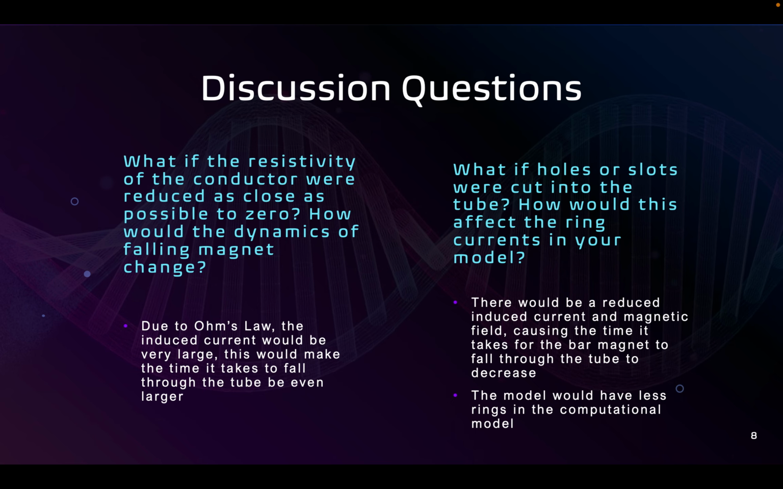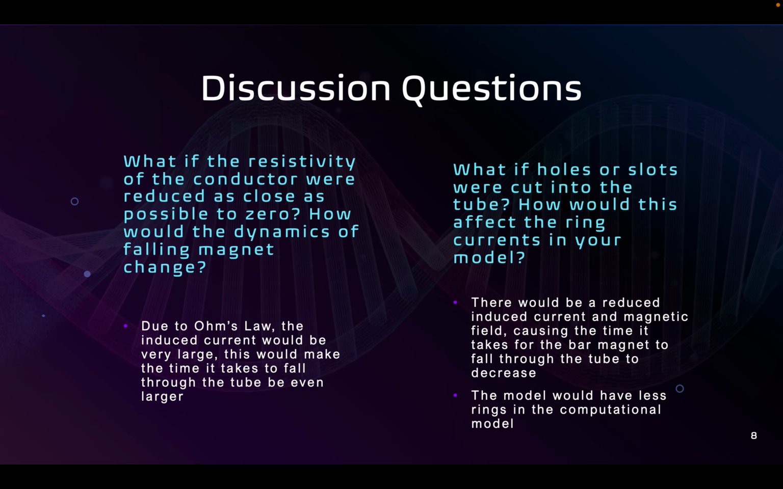So our discussion questions. What if the resistance of the conductor were reduced as close as possible to 0? How would the dynamics of the falling magnet change? Due to Ohm's law, the induced current would be very large, and this would make the time it takes to fall through the tube even larger.